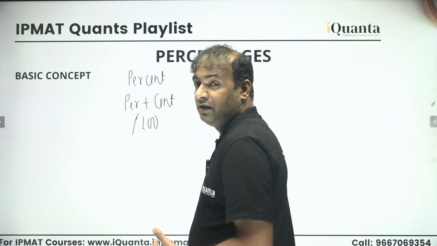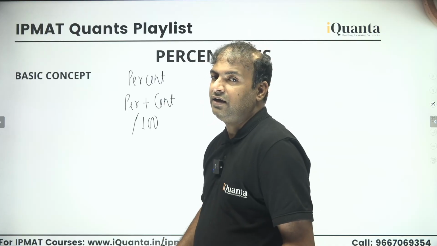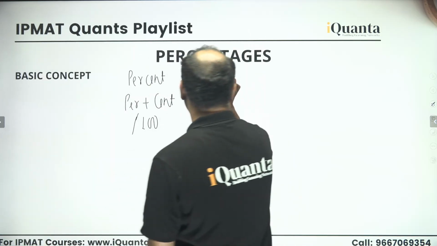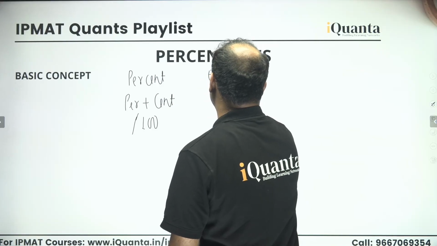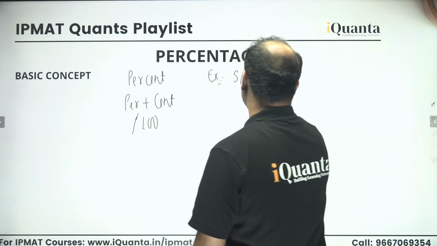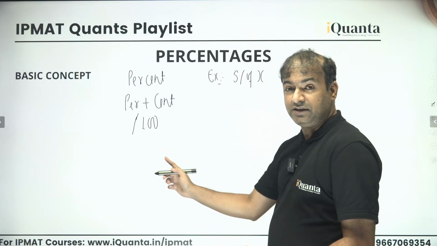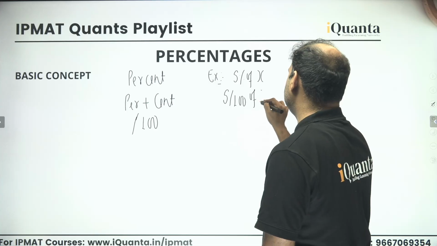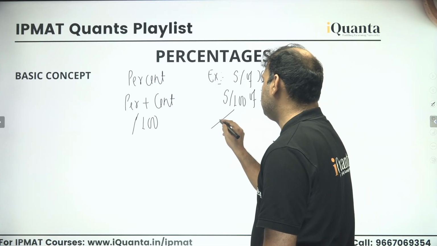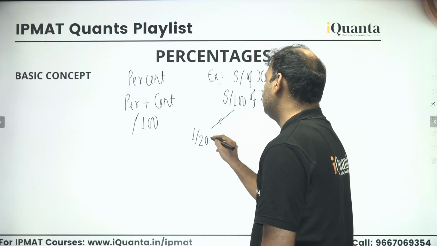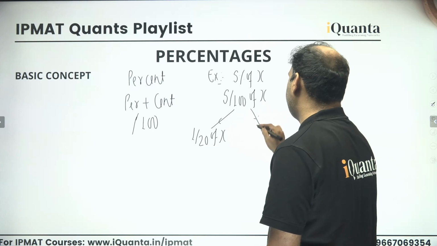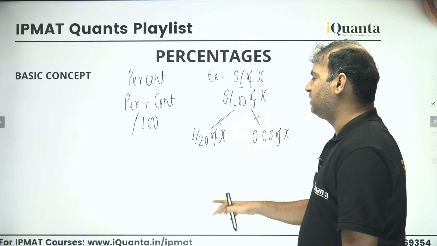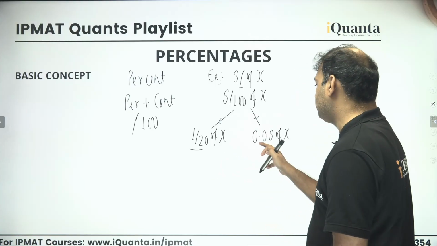So very simple. When we have to find percent of something, it means that we have to find per 100 of something. For example, suppose we have to find 5% of a variable x. Percent means per 100, so we can say this is 5 per 100 of x, right? Further, if we simplify this, on one hand we can say this is 1 by 20 of x. On the other hand, we can also call it 0.05 of x. So here I want to explain that a percentage can be converted into a fraction and also into a decimal.